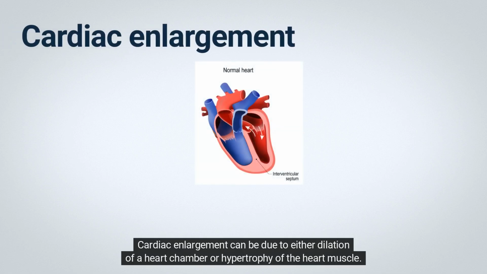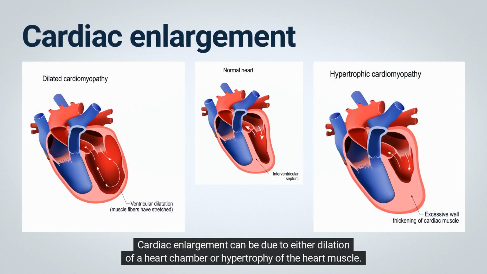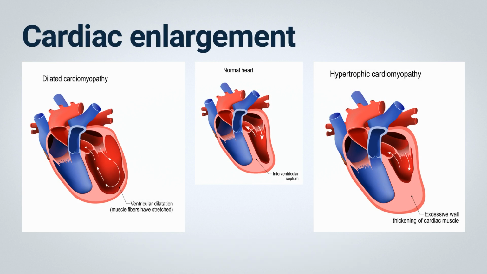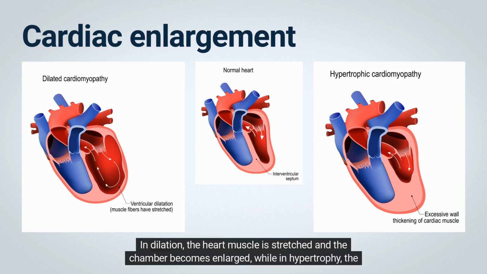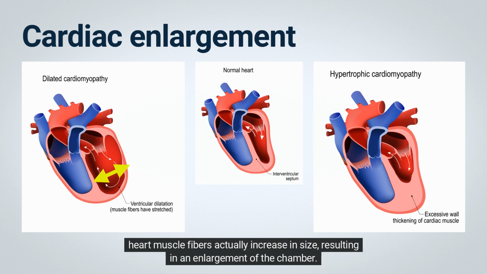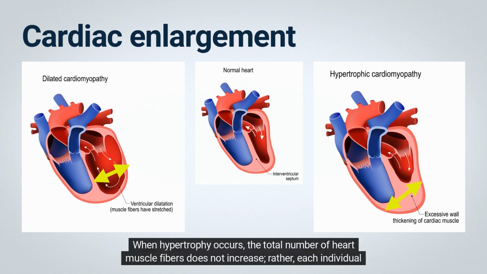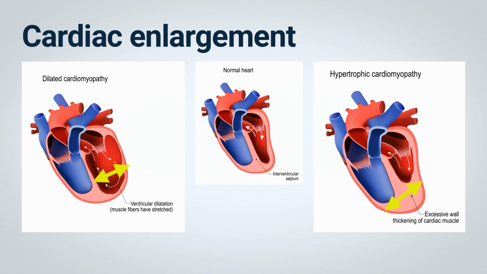Cardiac enlargement can be due to either dilation of a heart chamber or hypertrophy of the heart muscle. In dilation, the heart muscle is stretched and the chamber becomes enlarged. While in hypertrophy, the heart muscle fibers actually increase in size, resulting in an enlargement of the chamber. When hypertrophy occurs, the total number of heart muscle fibers does not increase. Rather, each individual fiber becomes larger.